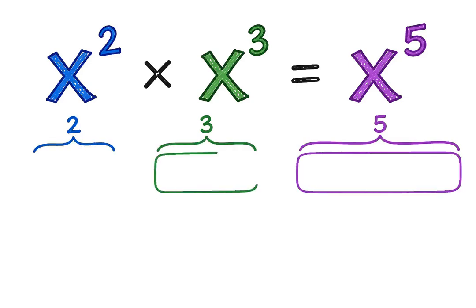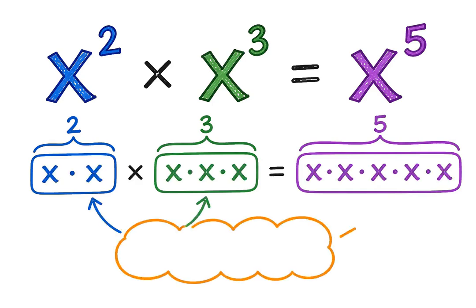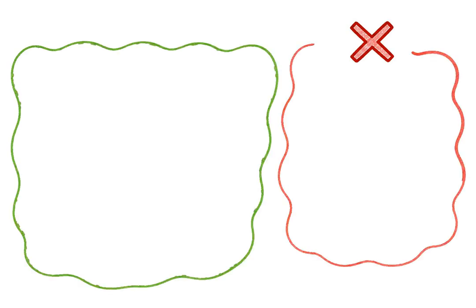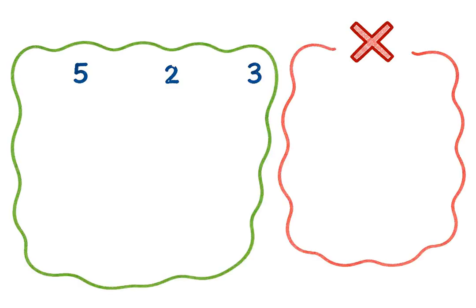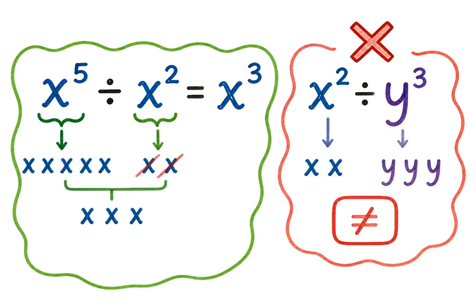When you multiply terms with the same base, you just add the indices. Think x squared times x cubed. You add 2 and 3 to get x to the power of 5. When you divide, you subtract the indices. The crucial rule: the bases must be identical. You can't simplify x squared times y cubed this way.